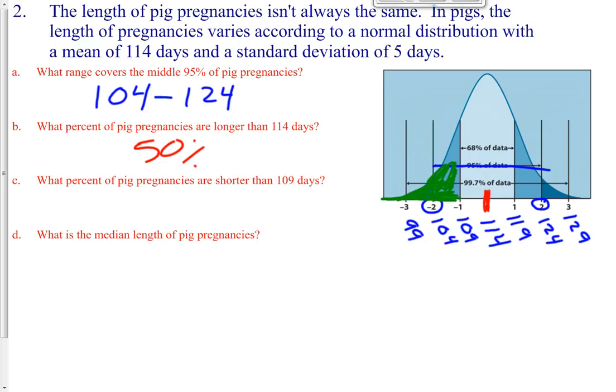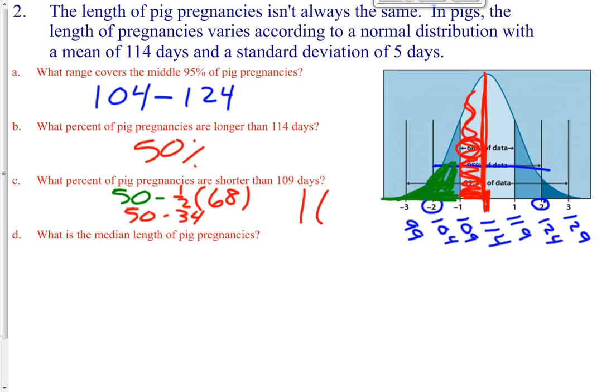So it's going to be less than 50%. It's less than a negative 1 standard deviation from the mean. So I'm going to take 50% and I'm going to subtract this much, because here's half of the data and I don't want the red. All I want is the green. So I'm going to subtract half of 68. This right here is 68% of the data, so if I subtract half of 68, I'll just get the range that's less than 109. So 50 minus 34, the answer to that one is 16%.